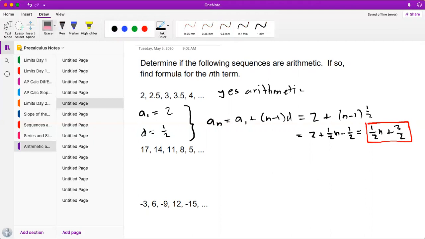I like to do it like this because then I can just plug in values for n and get the answer. I don't have to worry about doing any more math here. So I recommend that that's how you do that.